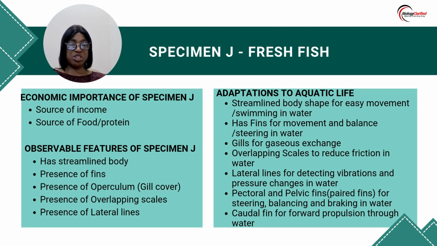Observing features of specimen J: streamlined body, presence of fins, presence of operculum, presence of overlapping scales, presence of lateral lines. You will see that there are repetitions of certain information because the rest of the questions still go back to those features.